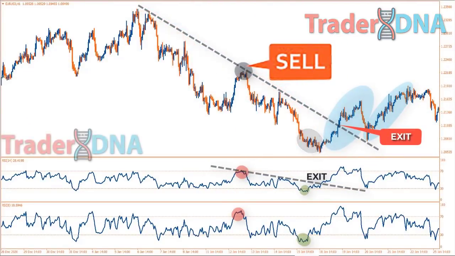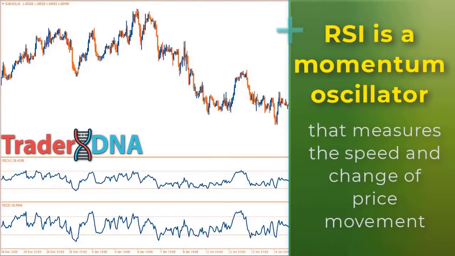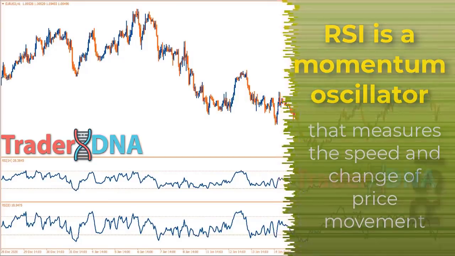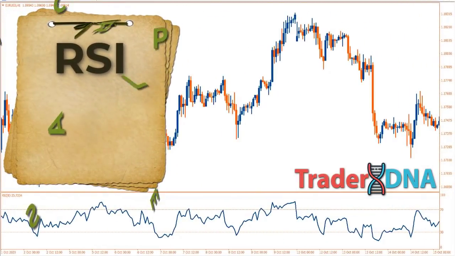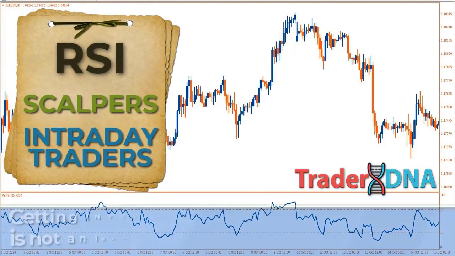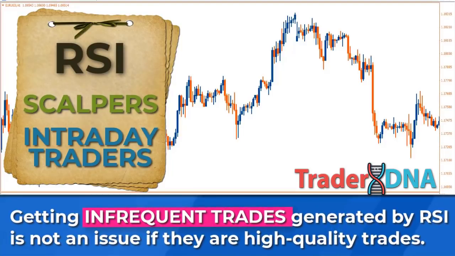The Relative Strength Index, or RSI. It's a momentum oscillator that measures the speed and change of price movement. RSI is a reliable tool for all, but especially scalpers and day traders. Getting infrequent trades generated by RSI is not an issue if they are high-quality trades. It's all about finding the quality trades to make up for infrequent intraday trades.